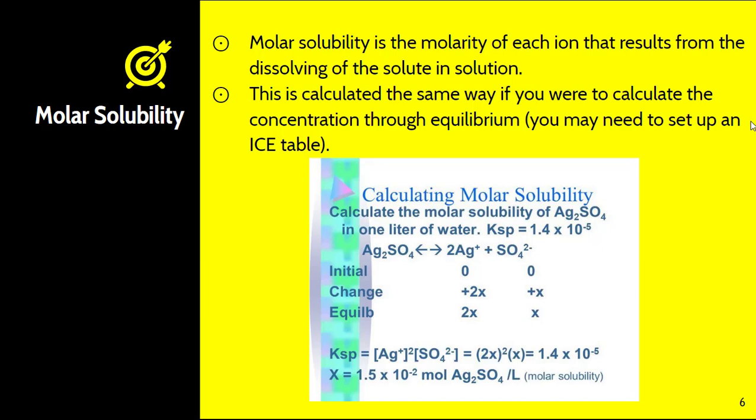So if we take a look here, the initial of our products is 0. Our change, because we're going to lose X on the left side, we gain 2X for silver because of the coefficient of the balanced equation, and 1X for SO4. We then plug those into our equilibrium expression, set that equal to KSP, and then we can easily solve for X, X being our molar solubility. All right? So pretty easy to do that. Let's set up a problem and see what we can do.